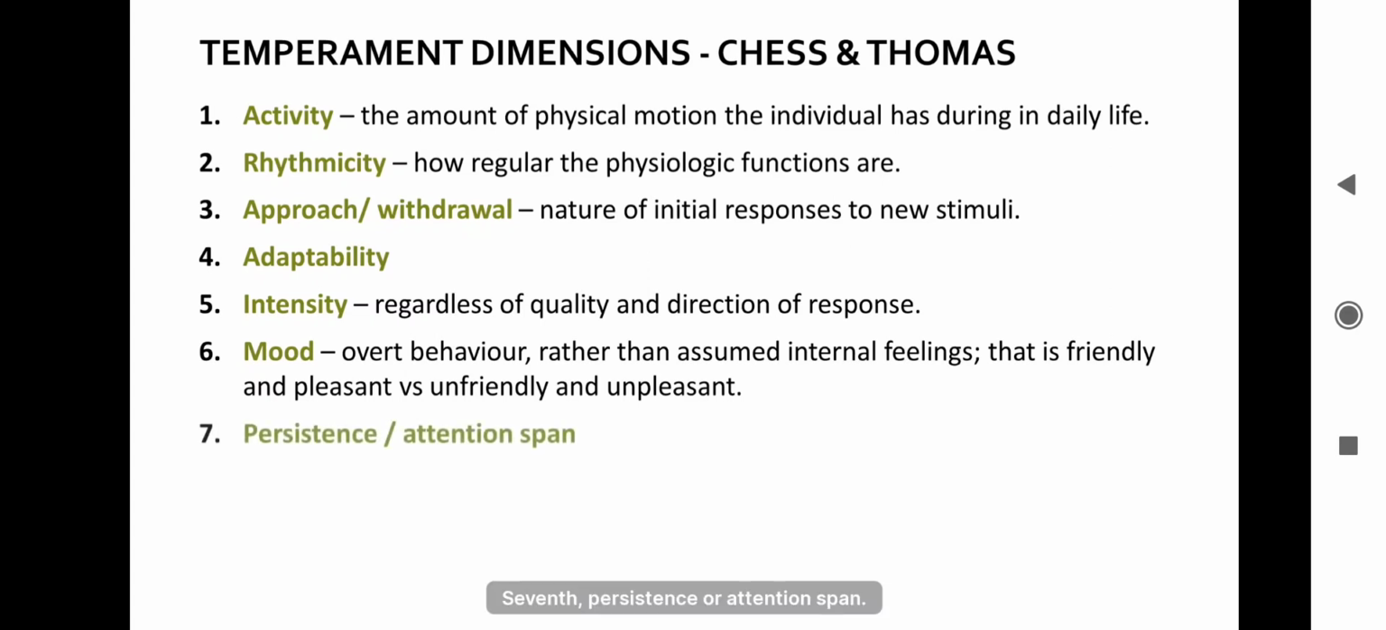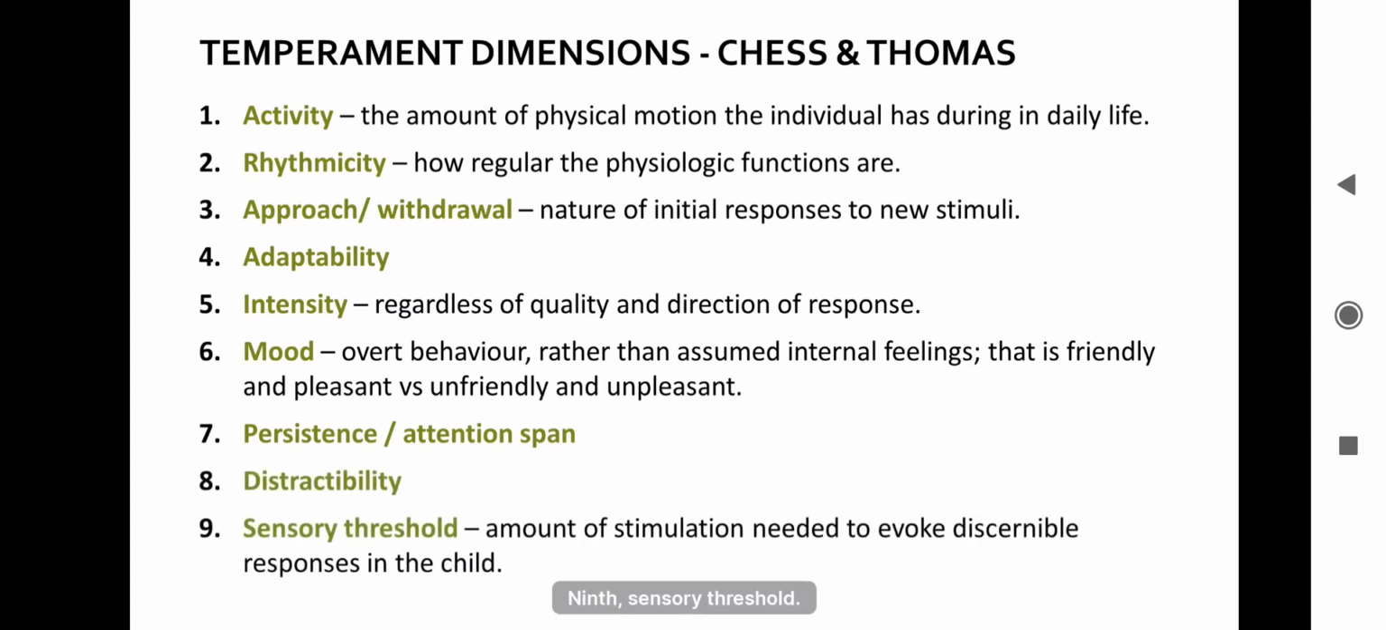Seventh, persistence or attention span. Eighth, distractibility. Ninth, sensory threshold, the amount of stimulation, for example sound or light, needed to evoke discernible responses in the child.